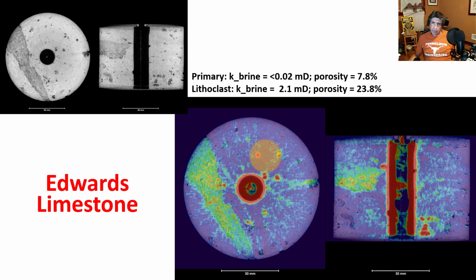It has great variability in pore sizes and throat sizes, and so if you look at the section of the rock that has good porosity and good permeability, we're looking at about 24% porosity with a permeability of 2.1 millidarcies, whereas the relatively low or tighter part of this rock will have a porosity of close to 8% and 10 to the minus 2 millidarcies permeability. And I'm showing you the colors.